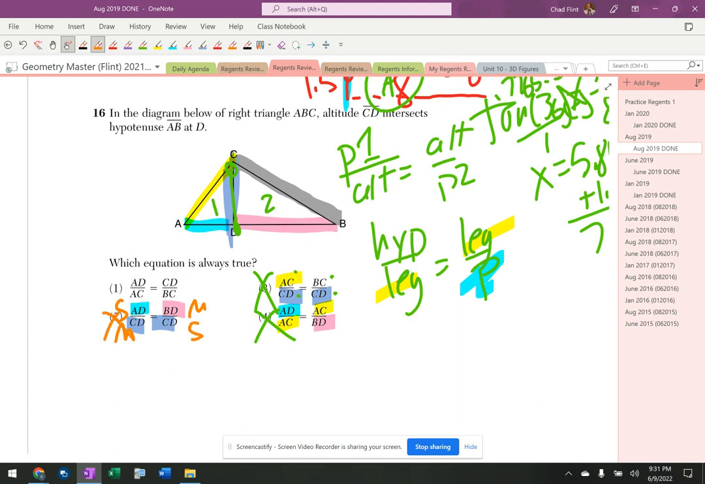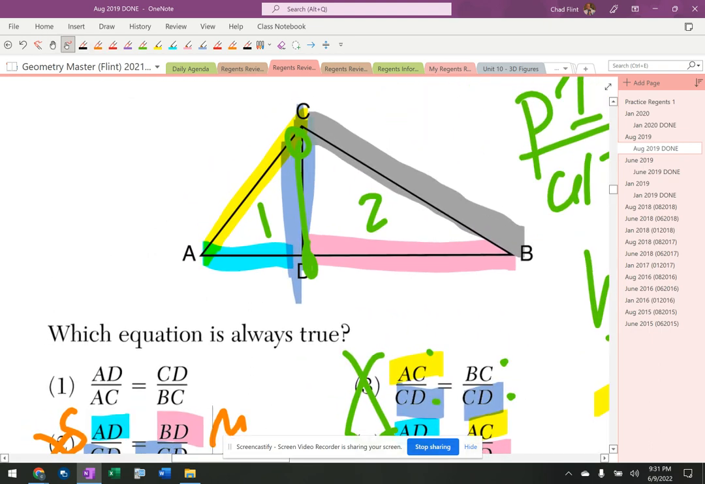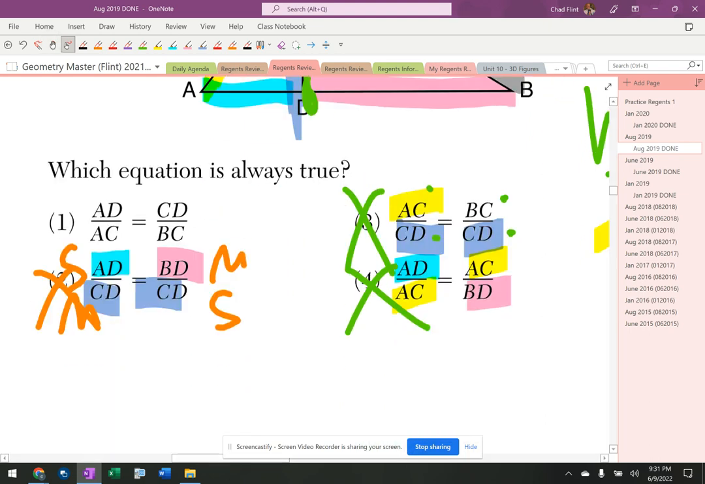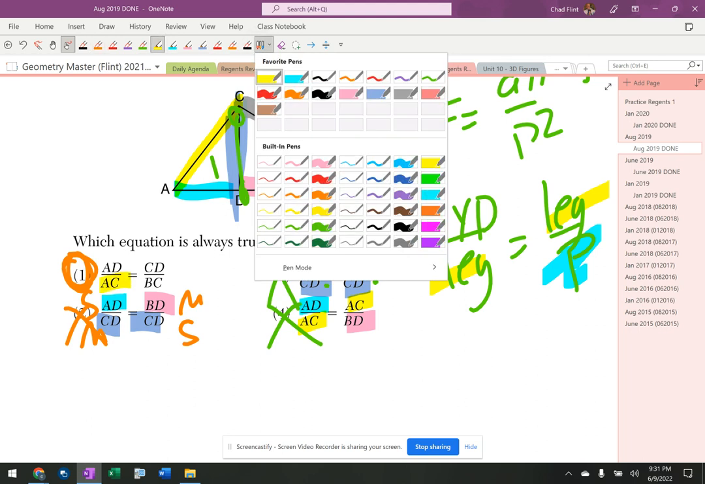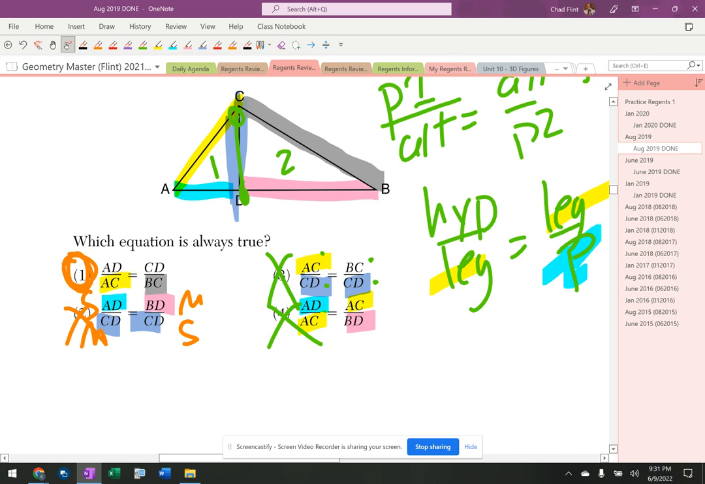How am I doing that? Honestly, I'm looking at the triangles. If I zoom in on this triangle, you can easily tell that AD is shorter than CD. And even easier than that, you can tell CD is shorter than BD. Which leaves me with the fact that it has to be this one that's the right answer. If I look at this, that's a hypotenuse on the bottom there, and that's a hypotenuse on the bottom there. AD is the shortest side of triangle one, and CD is the shortest side of triangle two. So it's shortest over hypotenuse.